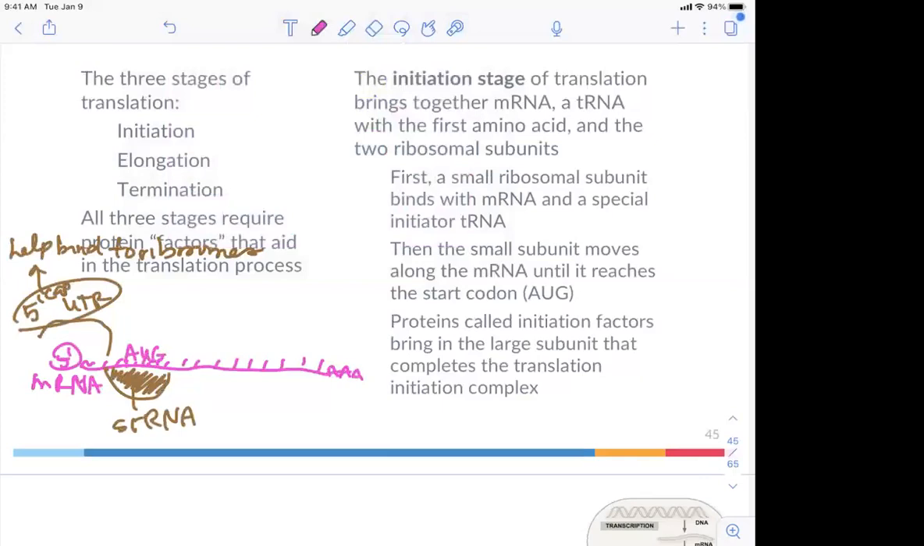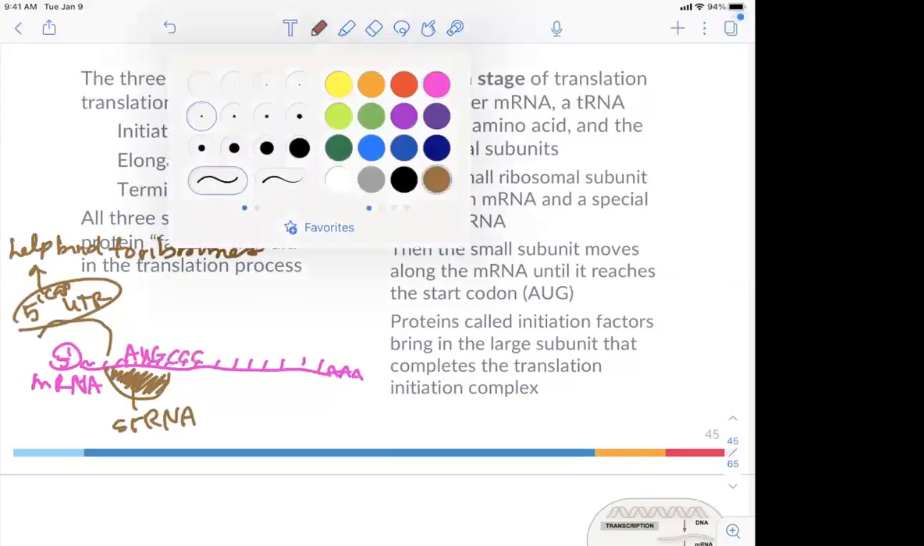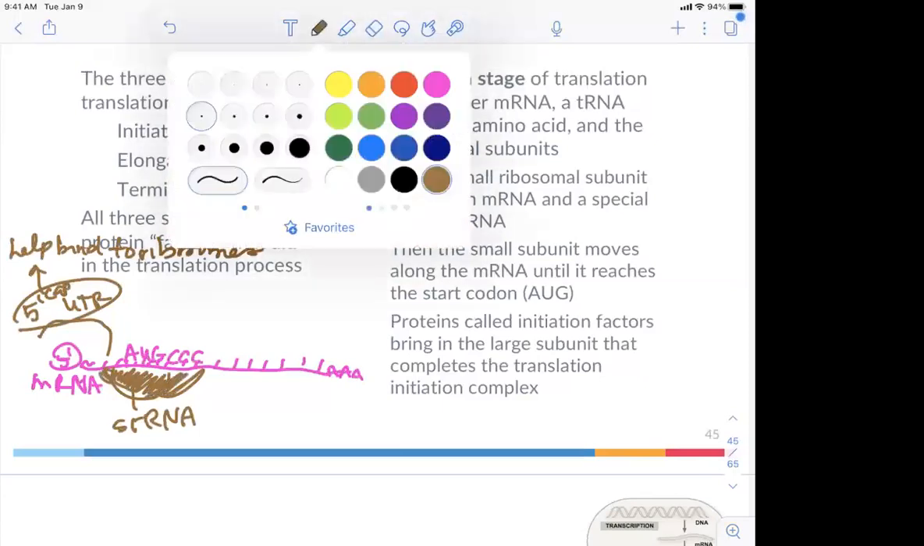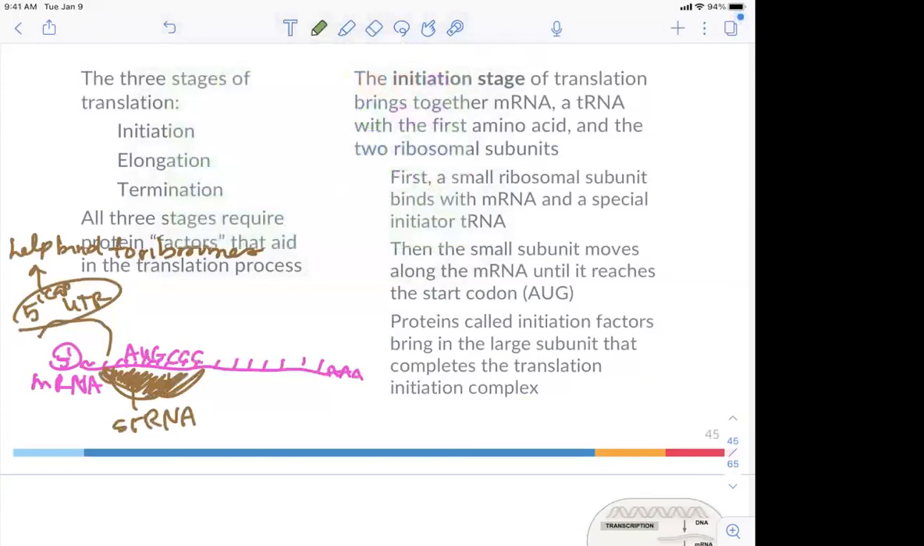Oh, I really should have drawn this better, bigger, but hopefully this will work out. Only then will that allow the proper tRNA to come and base pair to the AUG. The proper tRNA, the special initiator tRNA, has an anticodon that can base pair to the AUG. So in this case, it's got to have a UAC.